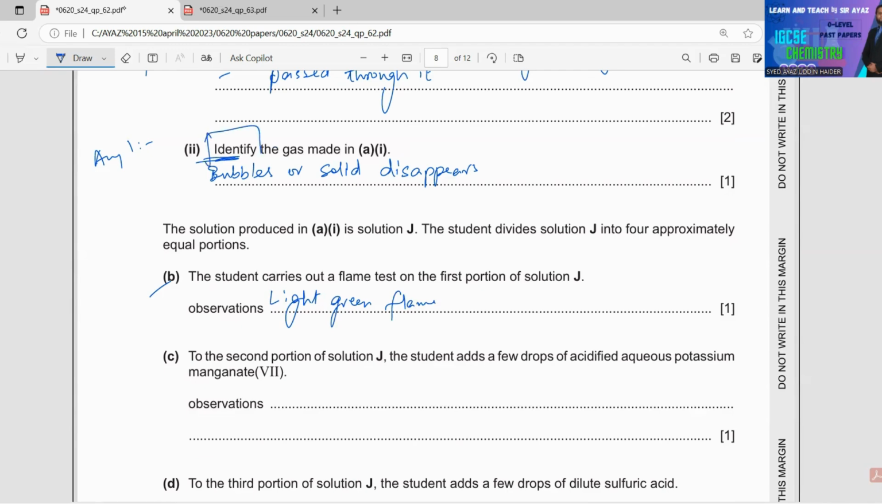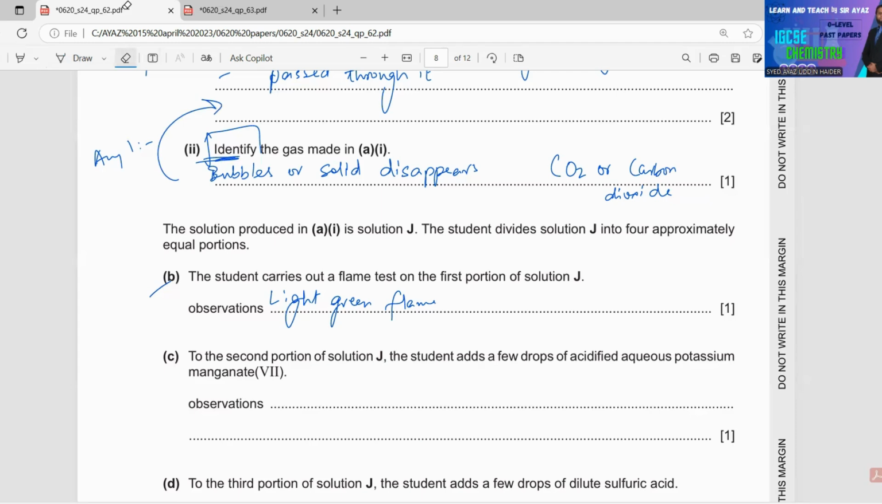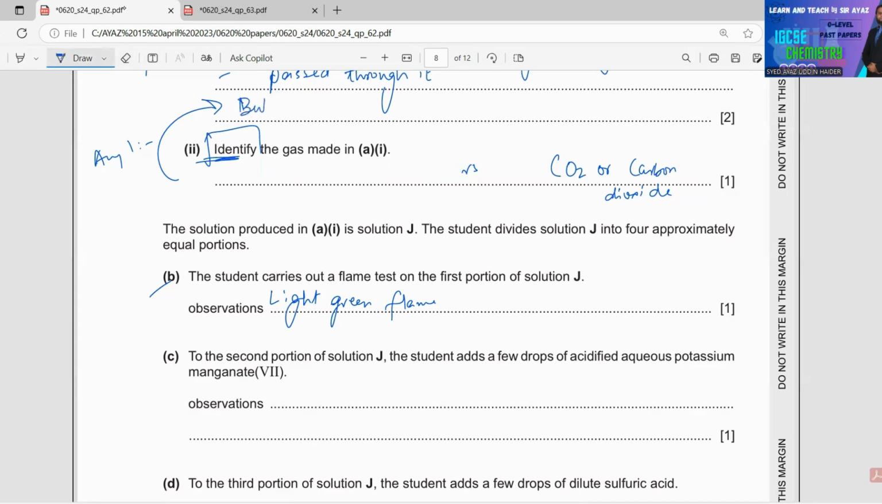Sorry, I didn't write the identity of the gas made here. The identity of the gas is carbon dioxide. It's CO2 or carbon dioxide. And these observations will be written there, not here, in part 1. So I'll write bubbles or solid disappears. And identity of the gas is carbon dioxide.